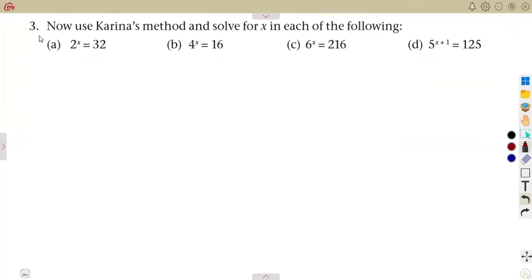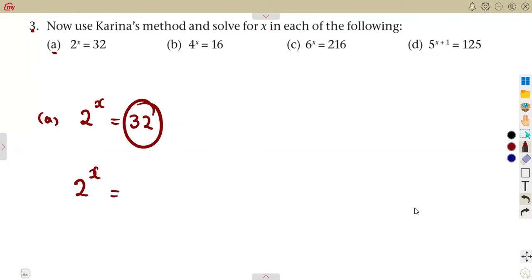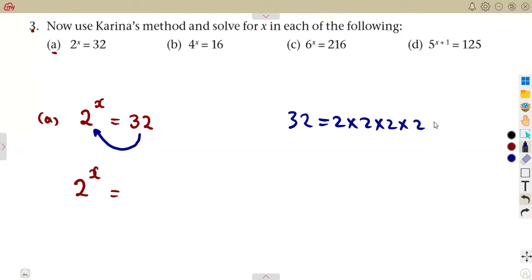So let's consider question 3a. 2 to the exponent of x is equal to 32. Already 2 here is a base raised to a certain power, so we are not going to focus on that 2. We are going to put our focus on the 32 that is remaining. How can we write this 32 in the base of 2? Remember your exponents. 32 was 2 times 2 times 2, 5 times.